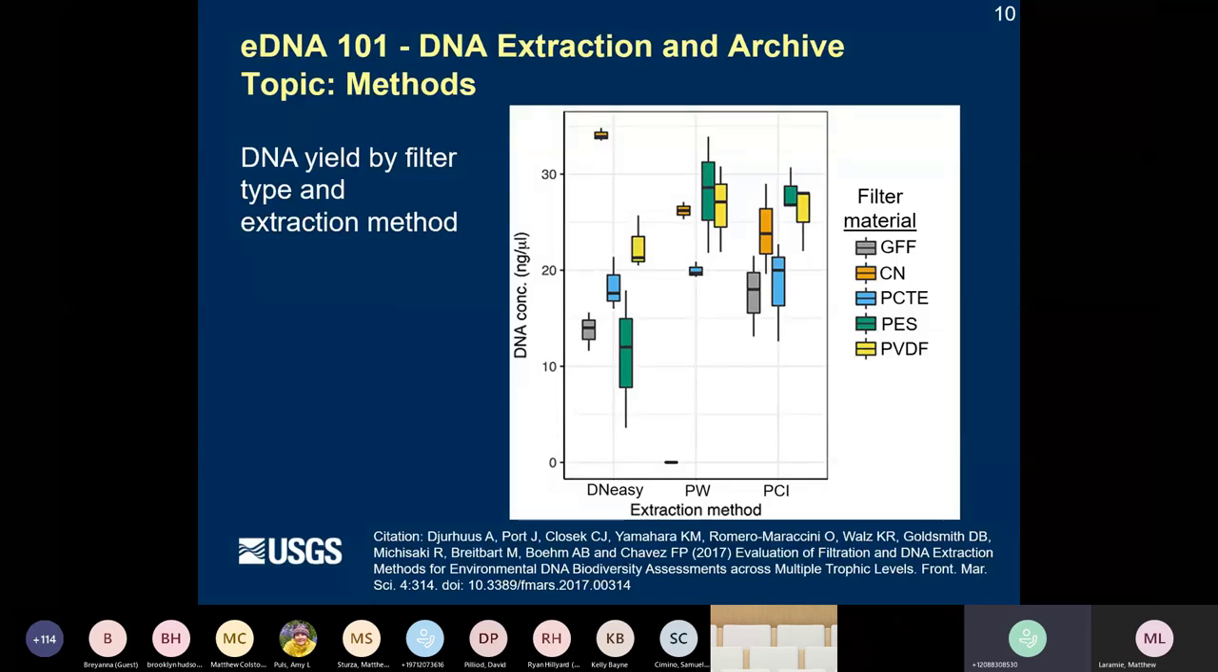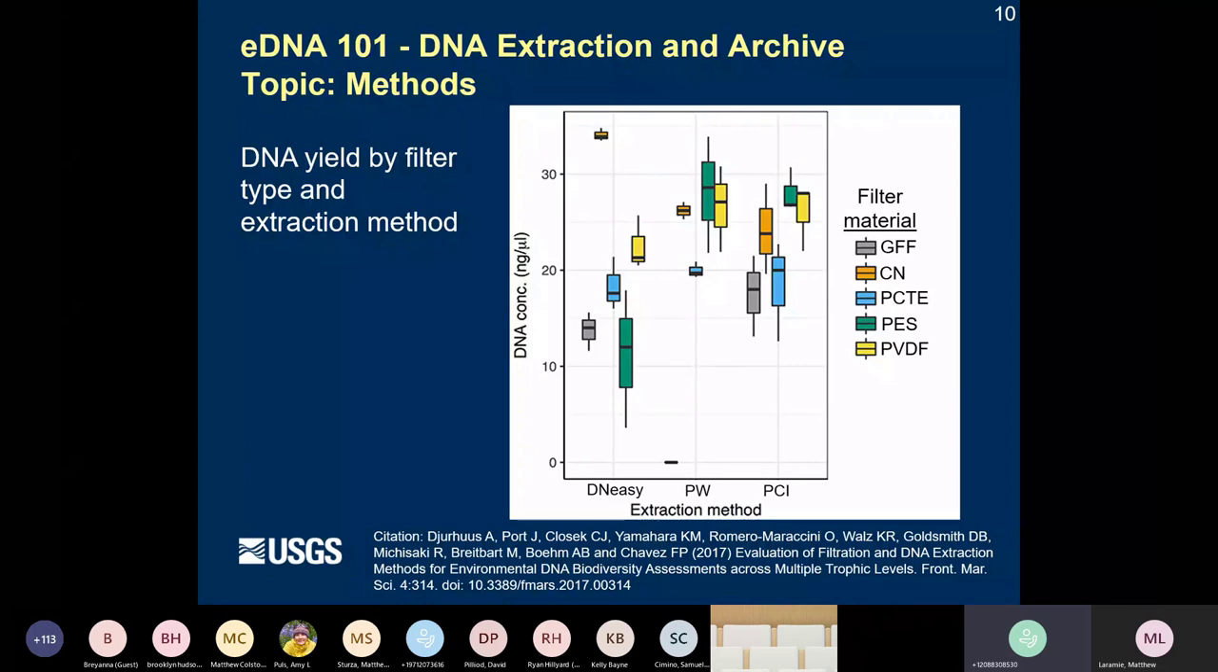But with that in mind, we can take a look at some of the comparisons that have been done. This plot shows DNA yield on the Y and three extraction methods on the X. The DNEasy kit that we just walked through is the first one, followed by the PowerWater kit, and then the phenol-chloroform method. The colors are representative of the five different filter types that were used to collect samples.